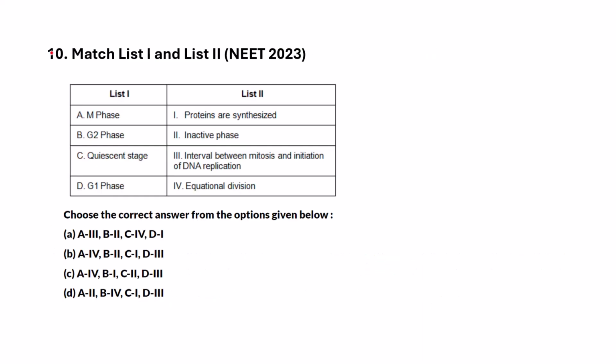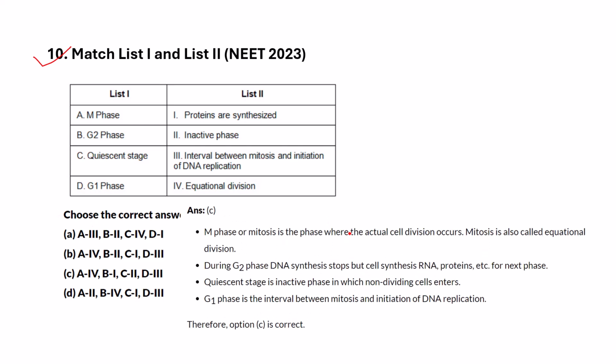Okay, now the question number 10. So again we have two lists and we have to match them together and choose the correct answer from the options given below. So let's see the answer. M phase or mitosis is the phase where the actual cell division occurs. So mitosis is called as equational division. So M phase is called as equational division.